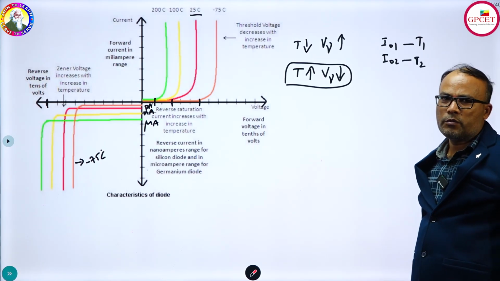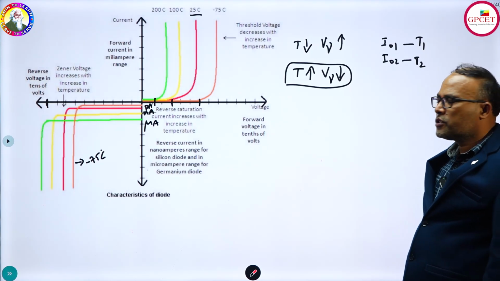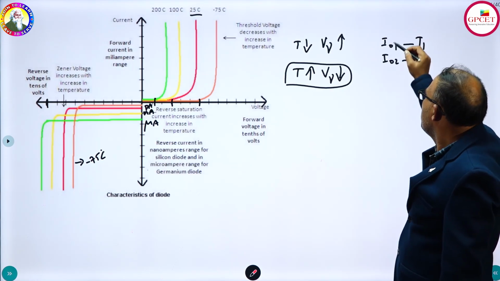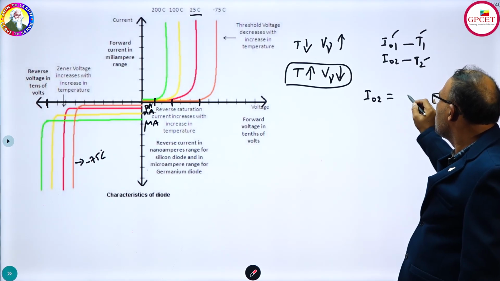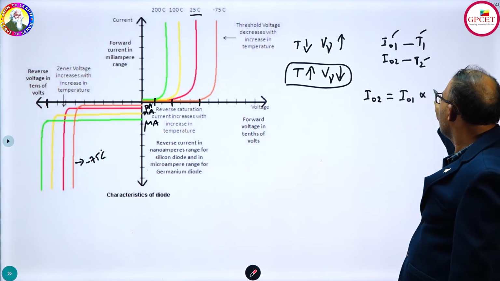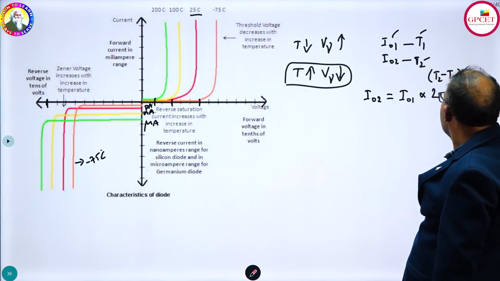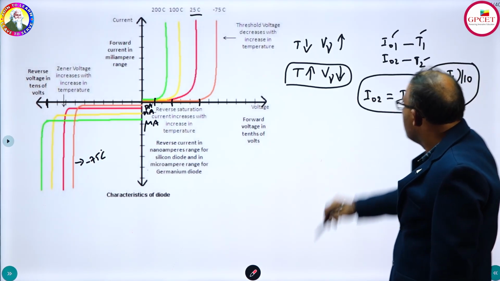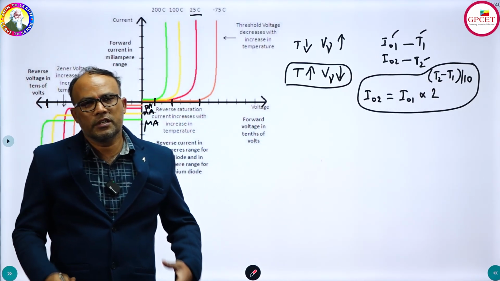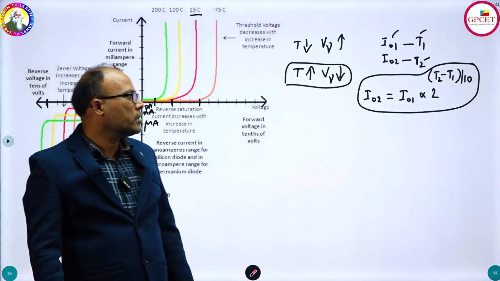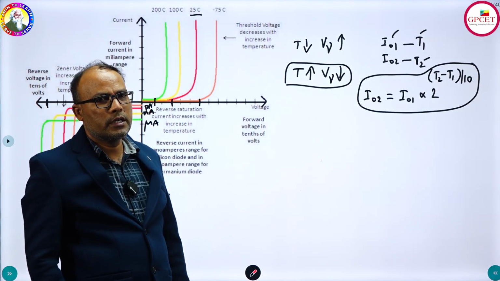I have a specific formula here for finding reverse saturation currents at different temperatures. If I know I01, I can find the reverse saturation current at temperature T2. I02 is equal to I01 into 2 power (T2 minus T1) divided by 10. This formula is applied for finding different reverse saturation currents at different temperatures. A very important formula: I02 is equal to I01 into 2 power (T2 minus T1) divided by 10.